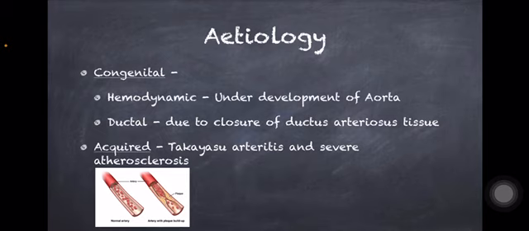Coarctation is also associated with Turner syndrome, that is, 5 to 15% of female patients with coarctation of aorta have Turner syndrome. Coarctation is also accompanied by bicuspid aortic valve, VSD or ASD. Acquired causes include Takayasu arteritis, as well as severe atherosclerosis.